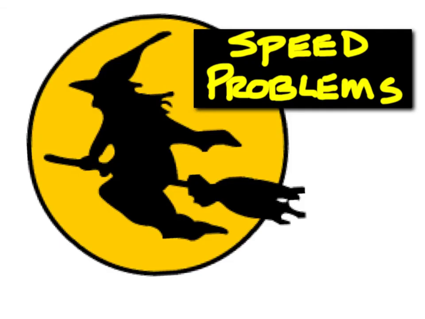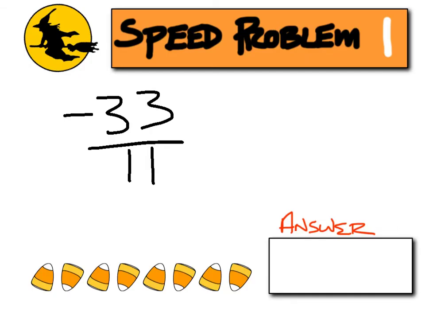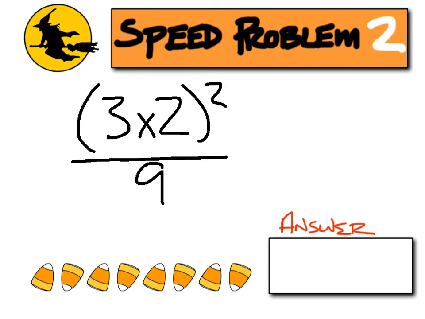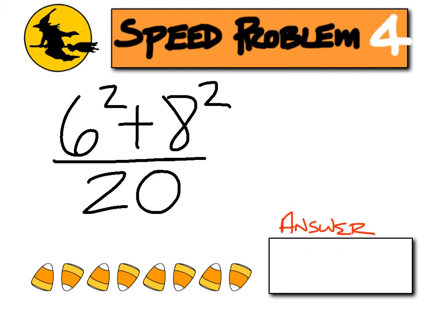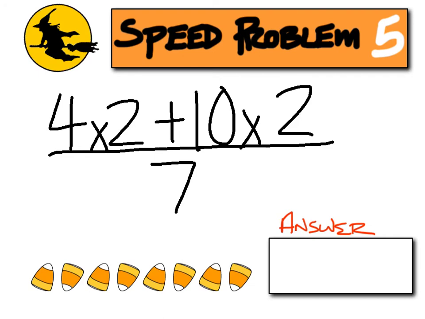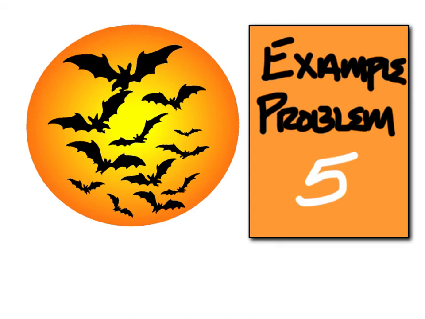Speed problems. It'll be the first 7 gets 1 million. Number 1, answer for this one is negative 3. Number 2, answer was 4. Number 3, answer for this one was 10. Number 4, answer for this one is 5. Number 5, answer for this one, 4.